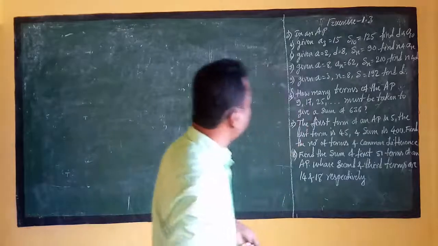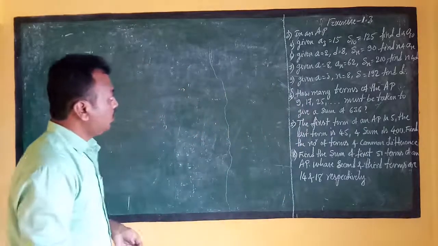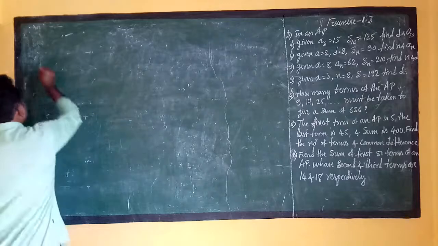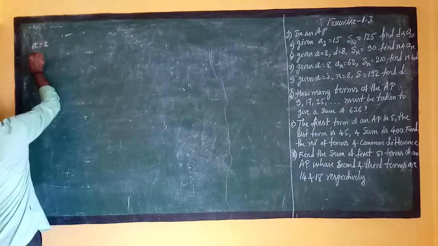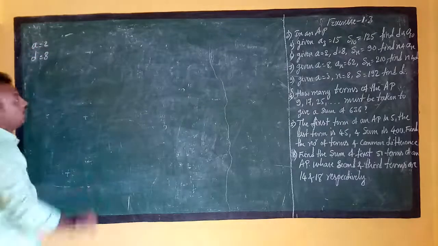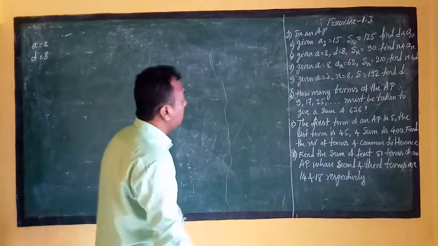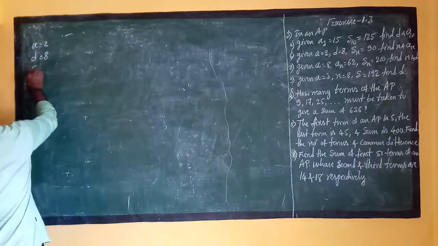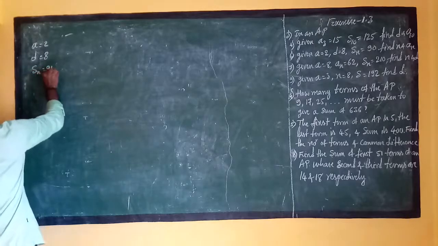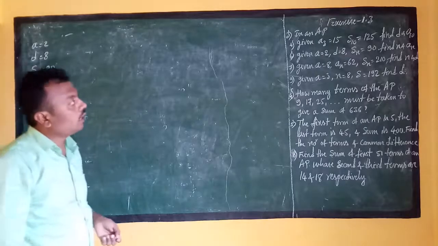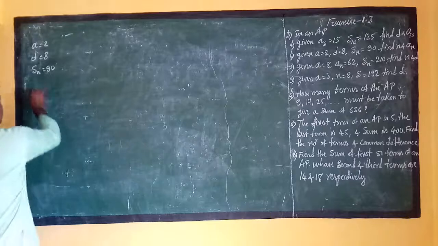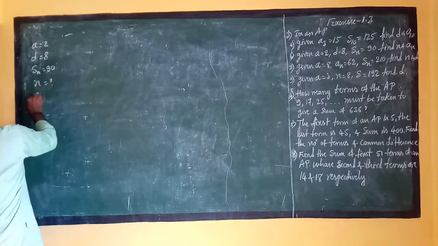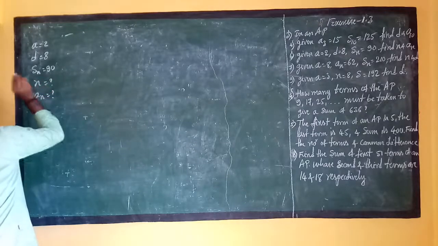So sixth question, given A is equal to 2, D is equal to 8, and Sn is equal to 90, and we have to calculate n and An. N is equal to question mark and An is also question mark.